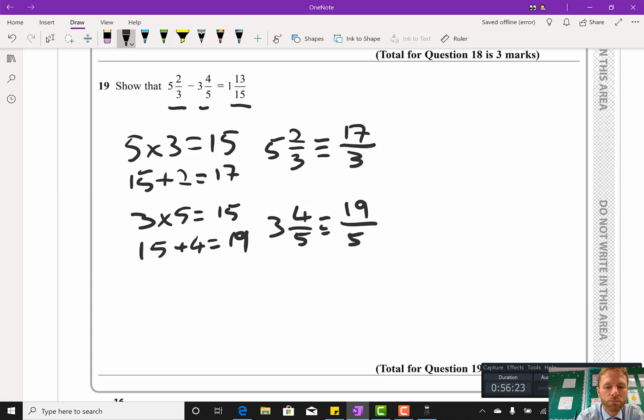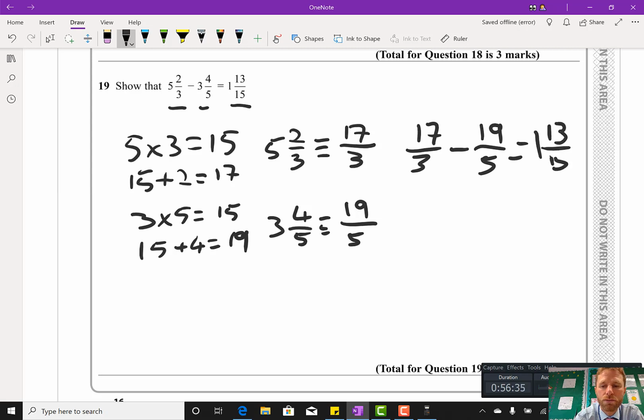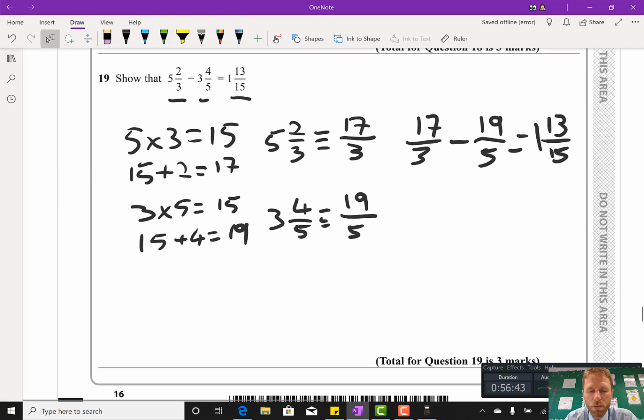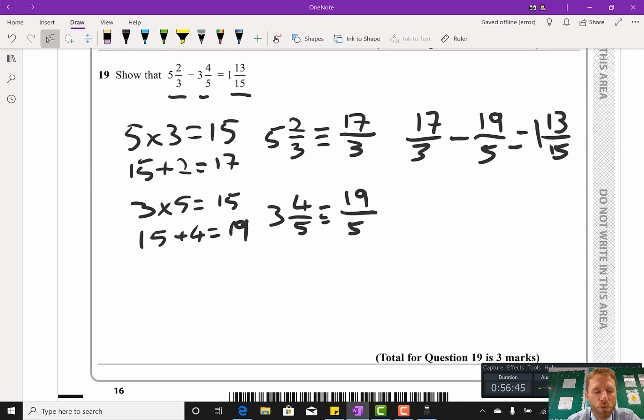So at this point, I now have 17/3 minus 19/5 equals 1 and 13/15. Probably scored some points at this point in time. Total for question 19 is 3 marks. So I've got a mark, but I want all 3. As I said before, if we try to do 17/3 take away 19/5, it doesn't make sense. These denominators need to be the same. So we're going to multiply this side by 5 and this side by 3.